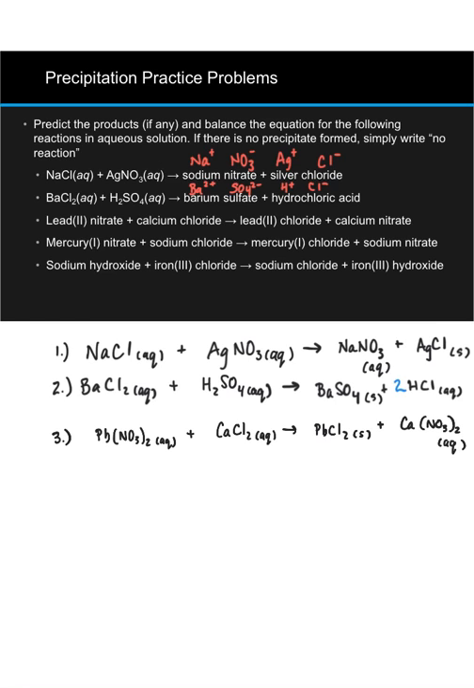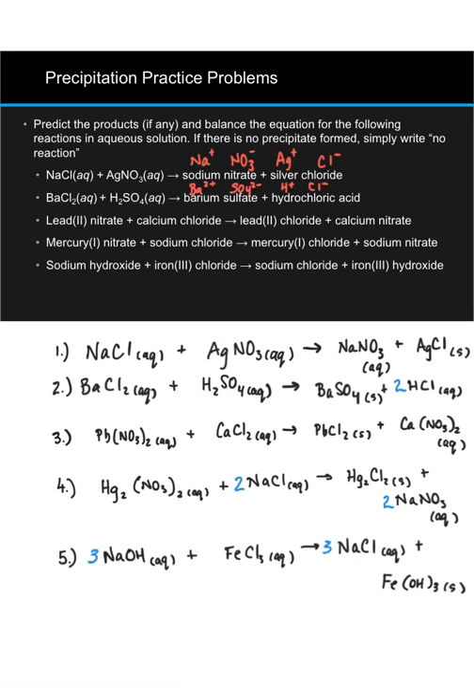Here's a balanced chemical reaction for number 3. Here's the balanced reaction for number 4. Keep in mind that mercury 1 is one of the polyatomic ions. It's got 2 mercury atoms with a total charge of 2 plus. And lastly, here's the final reaction, sodium hydroxide reacting with iron 3 chloride. Again, remember that when we write multiples of polyatomic ions in chemical formulas, we'll place them in parentheses. If we don't need multiples of them, we don't have to place them in parentheses.